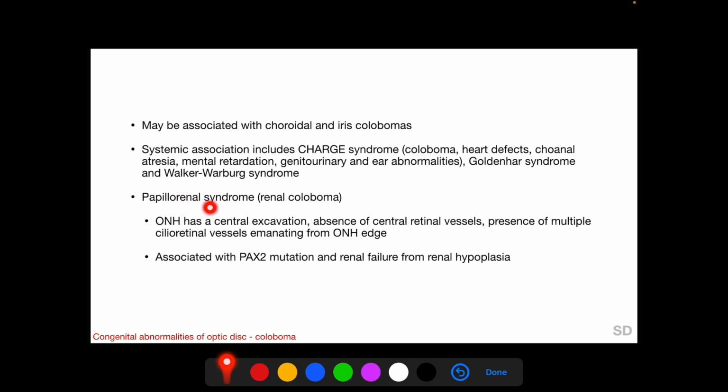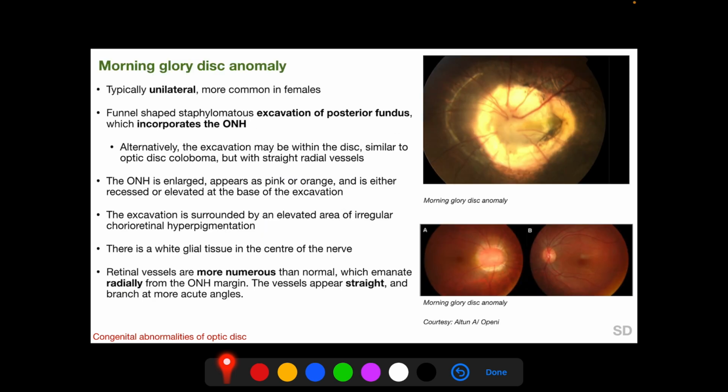Coloboma with papillorenal syndrome is called renal coloboma, and here the optic nerve head has a central excavation, absence of central retinal blood vessel, but presence of multiple cilioretinal vessels emanating from the optic nerve head edge, and it is associated with PAX2 mutation. Morning glory disc anomaly is typically unilateral and is more common in females.